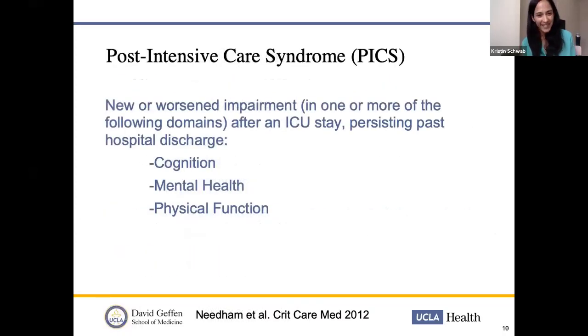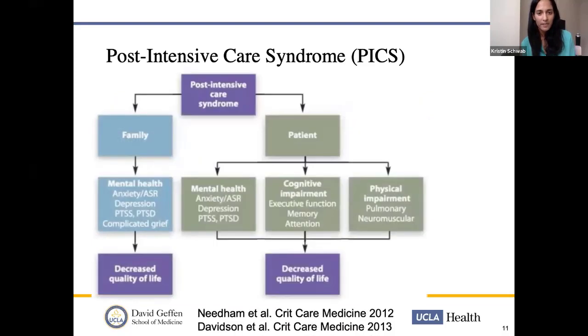So now, what is post-intensive care syndrome, or PICS? And so this is a relatively new concept. It was developed in 2010 after a stakeholders conference with many of the leaders in the field. And it's defined as new or worsened impairment in one or more of the following domains that occurs after an ICU stay and persists after hospital discharge. And the three domains are cognition, mental health, and physical function. And so any one of these three domains, if there's an impairment in it, it will qualify you as having post-intensive care syndrome.